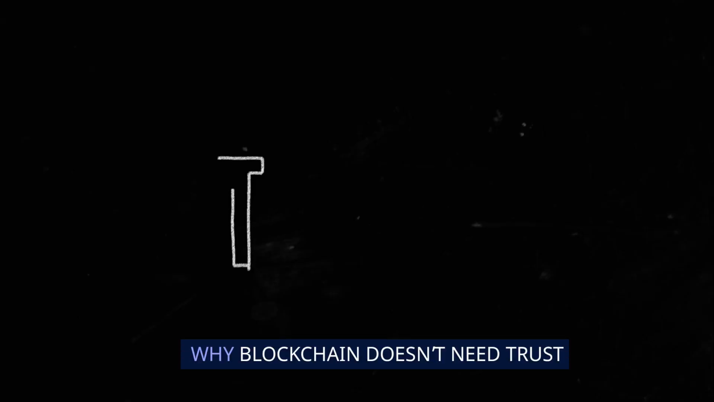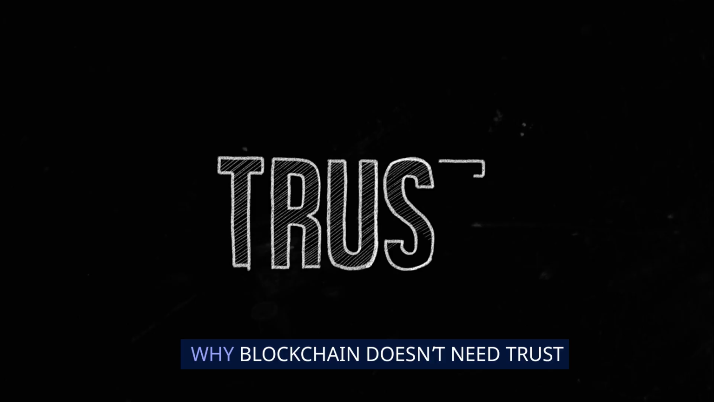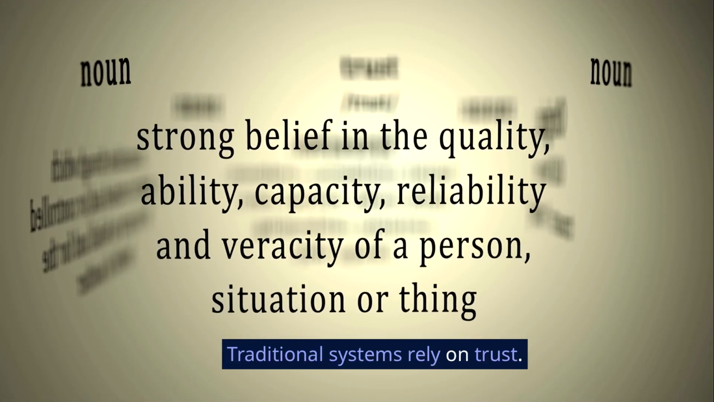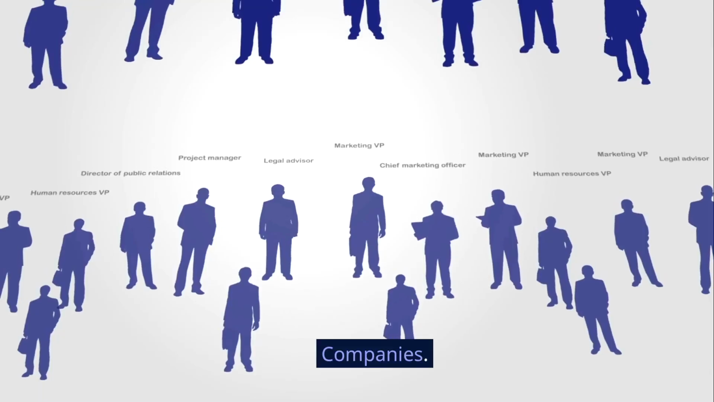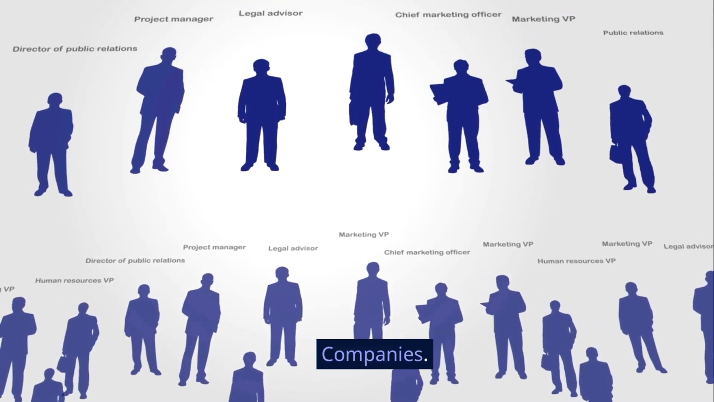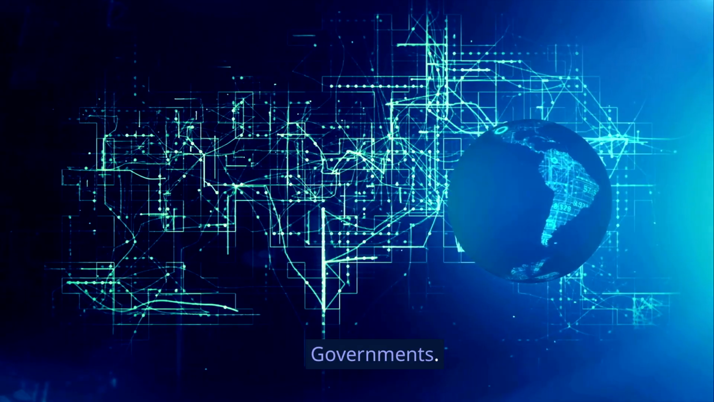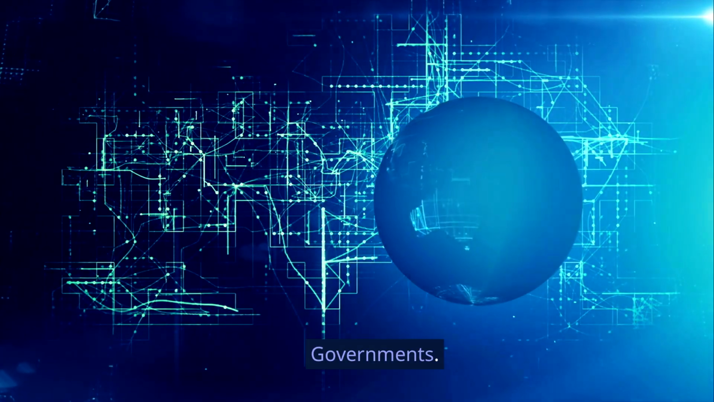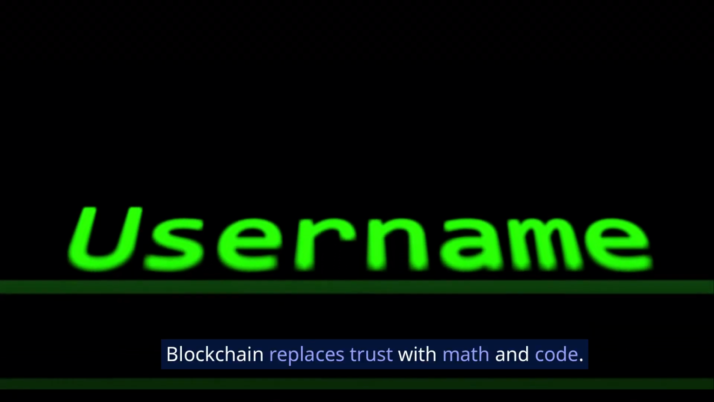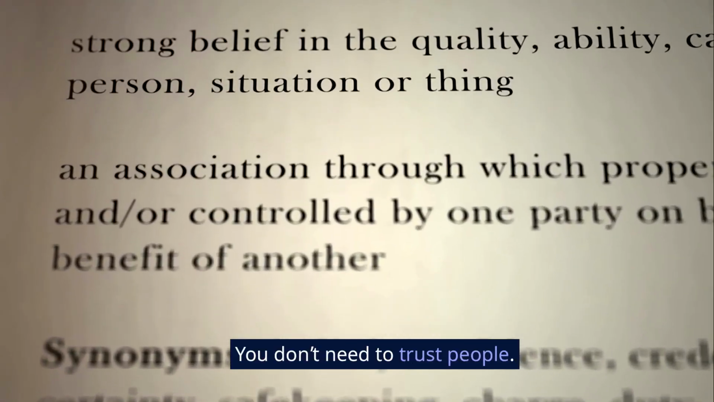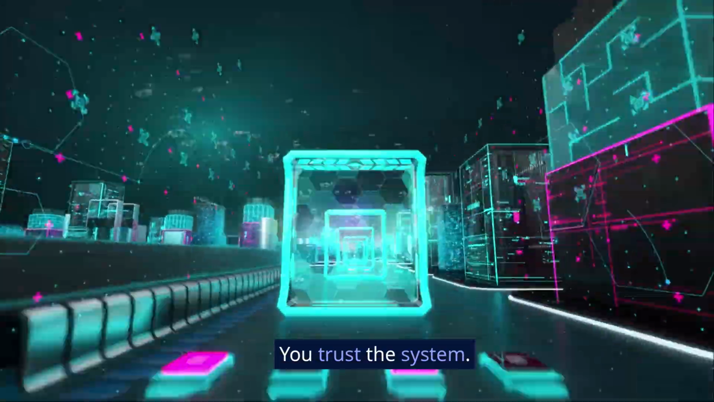Why blockchain doesn't need trust? Traditional systems rely on trust. Banks, companies, governments. Blockchain replaces trust with math and code. You don't need to trust people. You trust the system. That's a revolutionary idea.